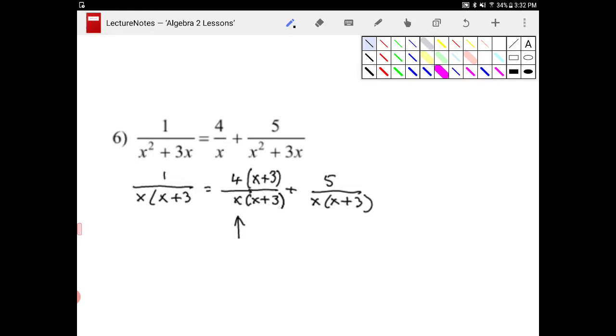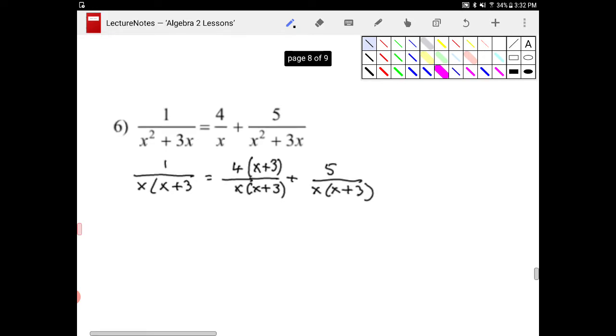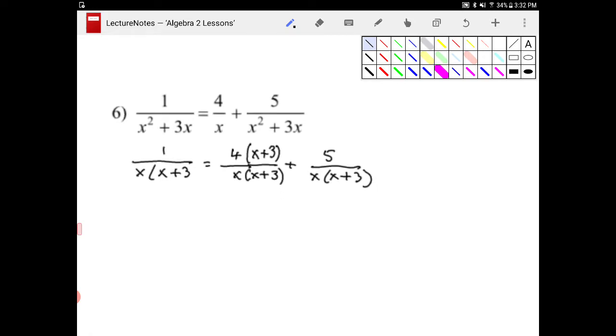I would have created more work for myself if I didn't think about what I am doing. So I end up with this, okay? The fraction on the right ends up being 4 times x plus 3 plus 5 all over x times x plus 3, and then the fraction on the left is 1 over x times x plus 3.